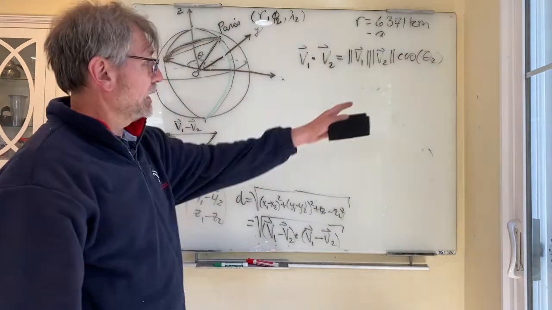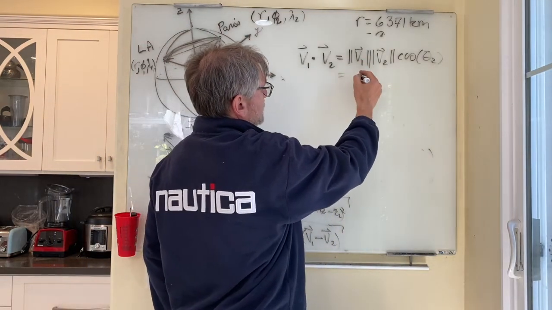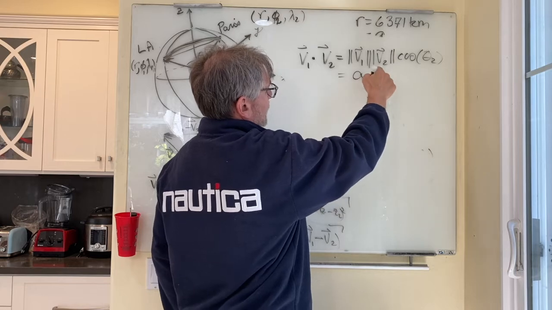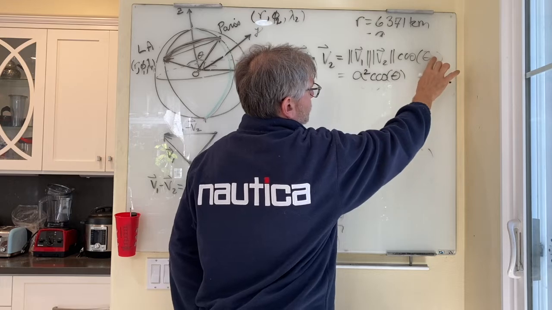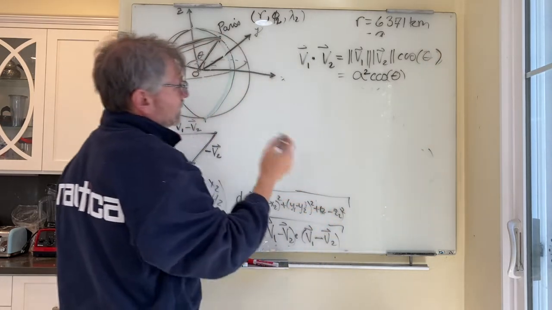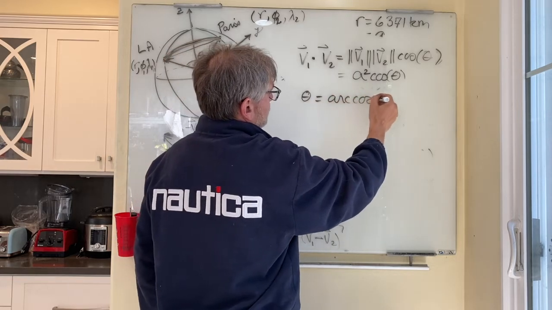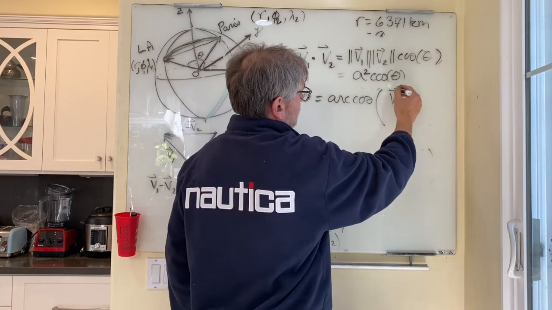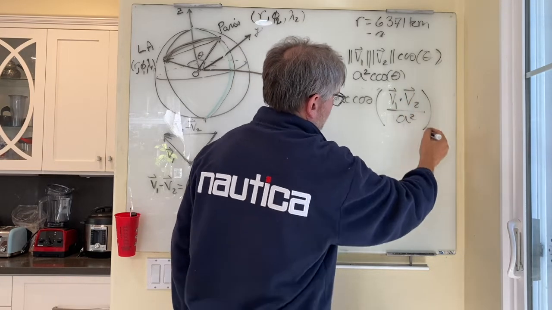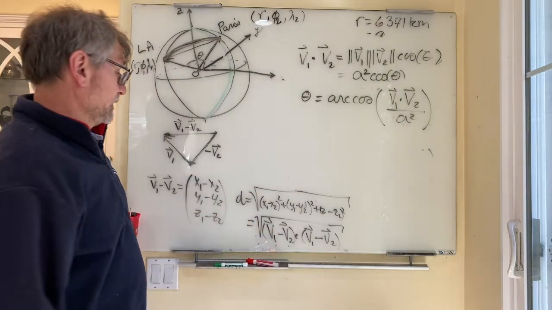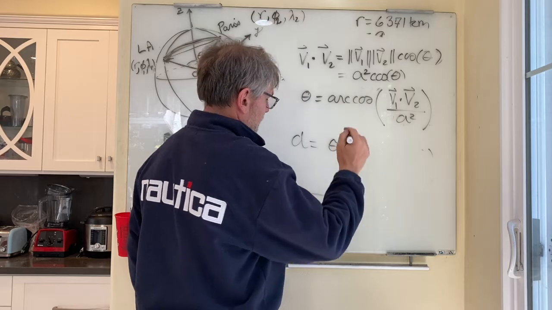And so I could turn this around now and solve for theta, right? So plugging in what the lengths are, the length of v1 is just a, the length of v2 is also a, and cosine of theta. And then I can now solve for theta. So theta is going to be the arc cosine of v1 dotted with v2 divided by a squared. And this will be the angle. And now the distance along the great arc, d, will be just theta times a, the radius of the Earth.